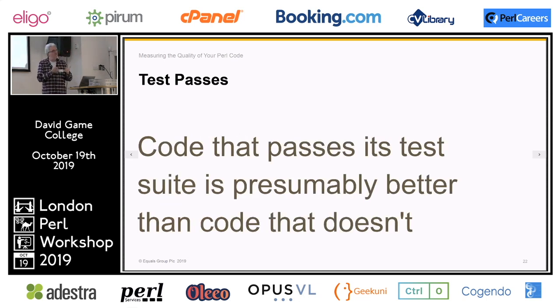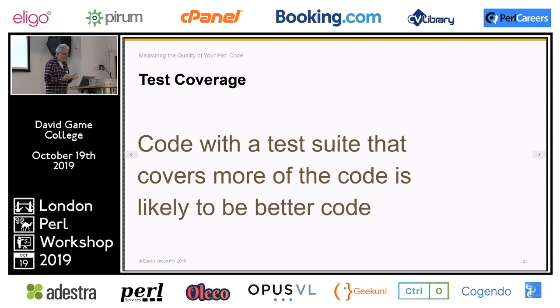So just to look at those four values in a little bit more data. Test passes. I think this is kind of obvious, isn't it? That code that passes its test suite is presumably better than code that doesn't. That follows, doesn't it? Secondly, test coverage. It's getting slightly more contentious here. Code with a test suite that covers more of the code is likely to be better than code with less test coverage.